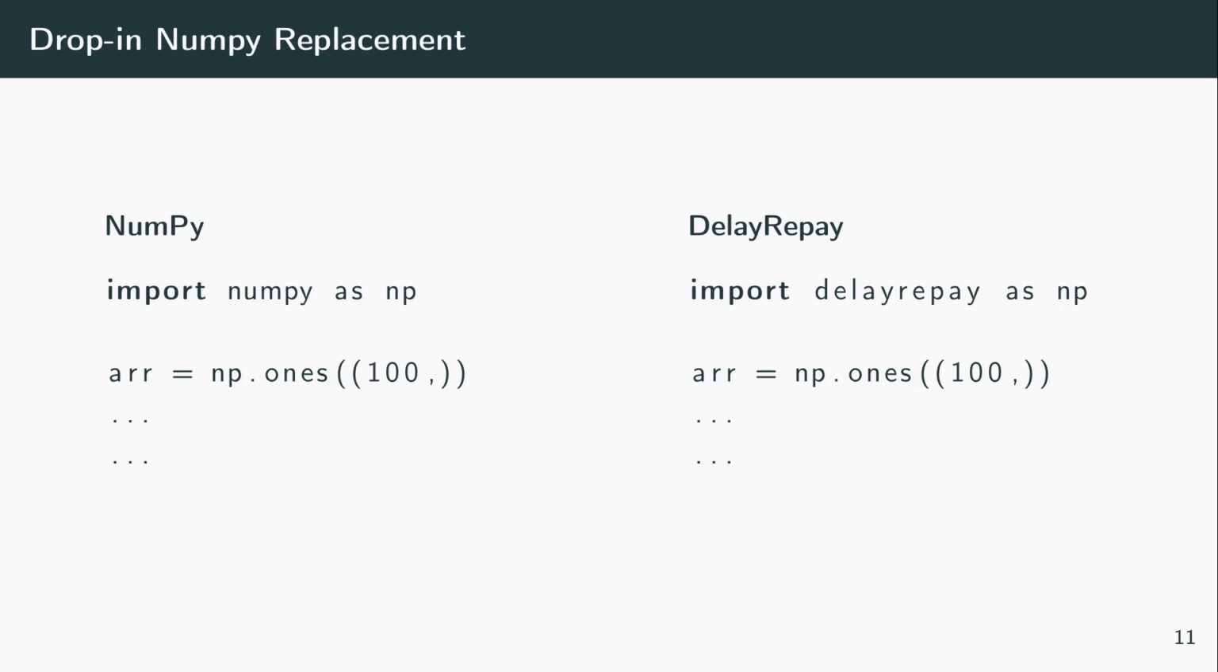So, as an example, here on the left is a simple NumPy program, and on the right is the equivalent DelayRepay program. The only change is the import statement at the top. On the left, it was import NumPy, and on the right is now import DelayRepay. The rest of the program remains exactly the same.